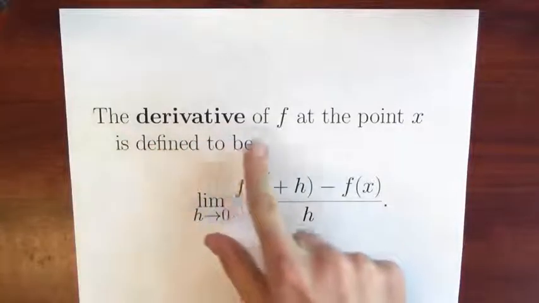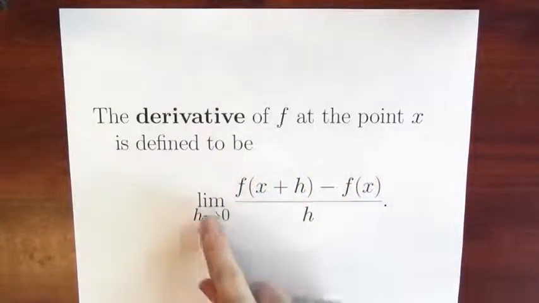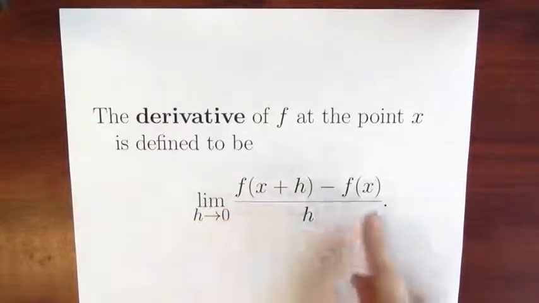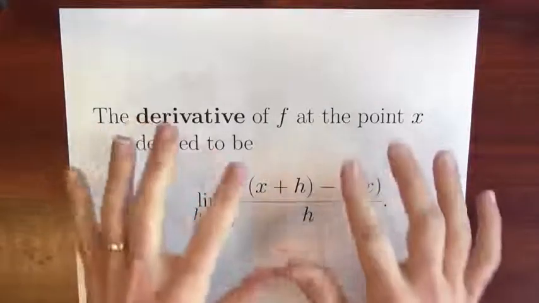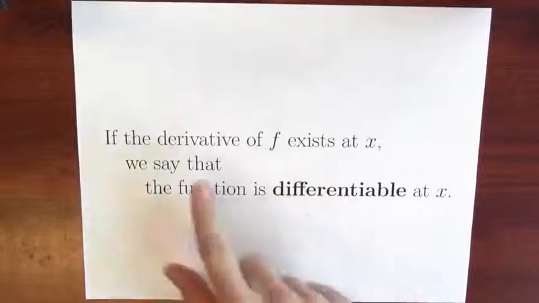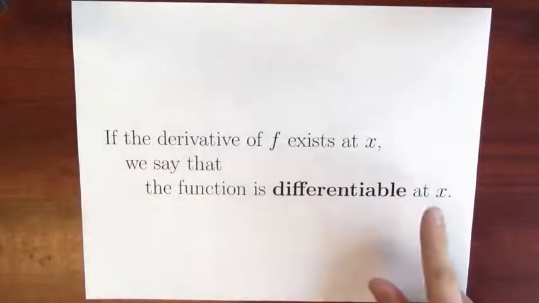We want to capture precise information about how wiggling the input affects the output. Here's the definition of derivative that will allow us to do exactly that. The derivative of f at the point x is defined to be this limit, the limit of f of x plus h minus f of x divided by h as h approaches 0. Now, when this limit exists, I'm going to say the function is differentiable. If the derivative of f exists at the point x, I'm going to say the function is differentiable at that point x.